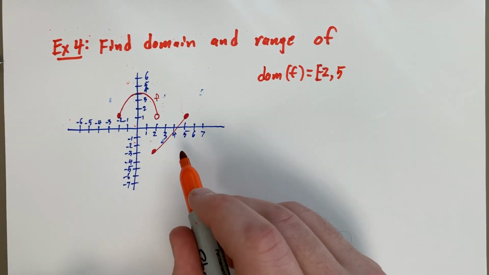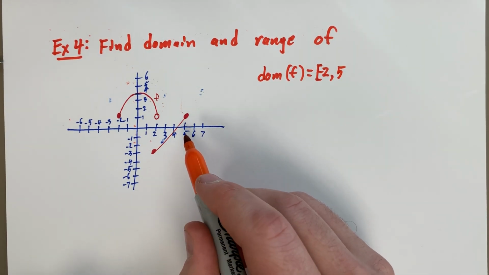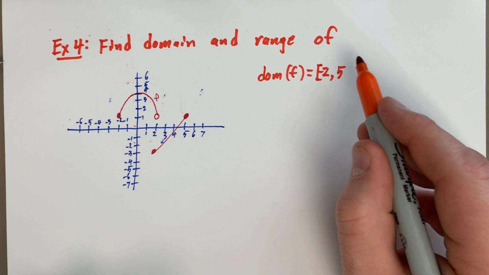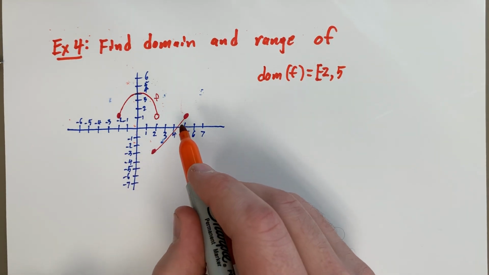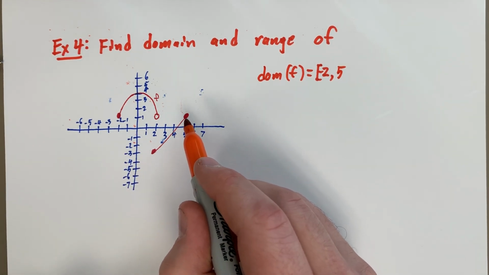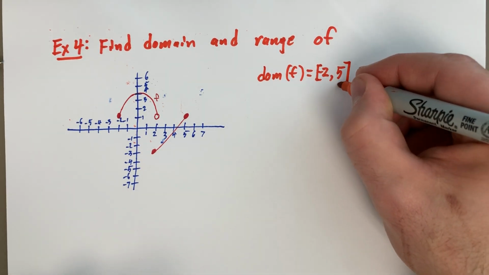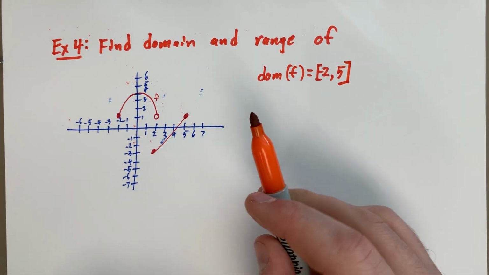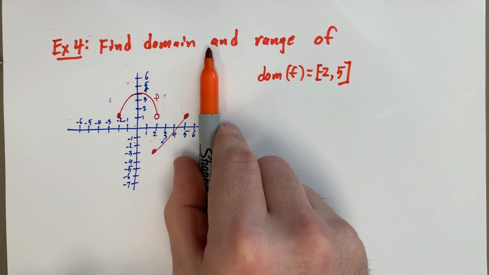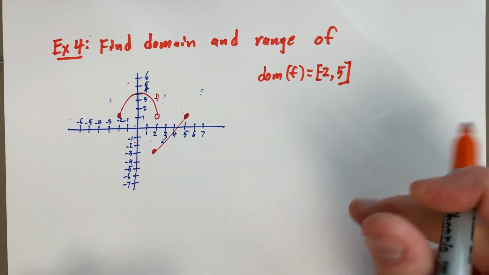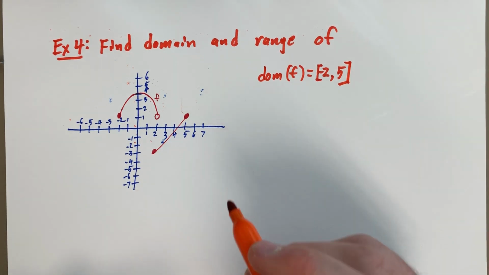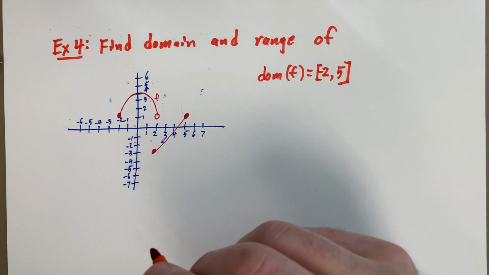And do we want an open brace or a closed brace? That is, do we want a square bracket or a round bracket? We want a square bracket because it's a closed point here. So if it's a closed dot, use a square bracket. And that's the domain. I can continue scanning from 5 onward and I'll never touch the graph again. So these are the only x values I could plug into my function and get something out for.